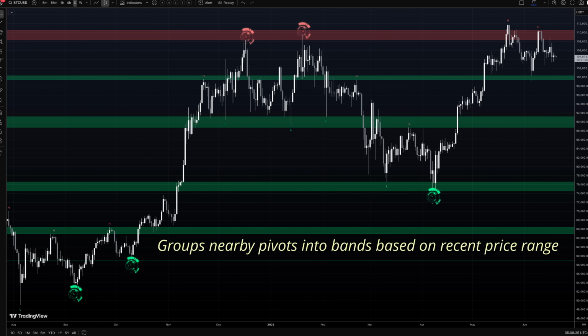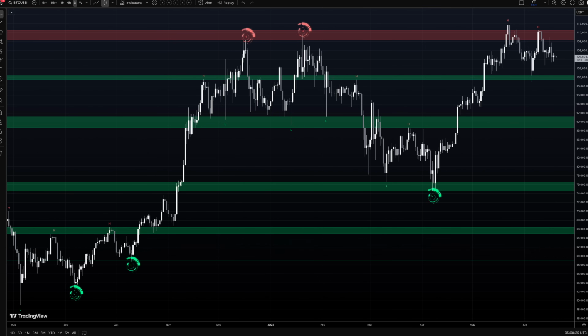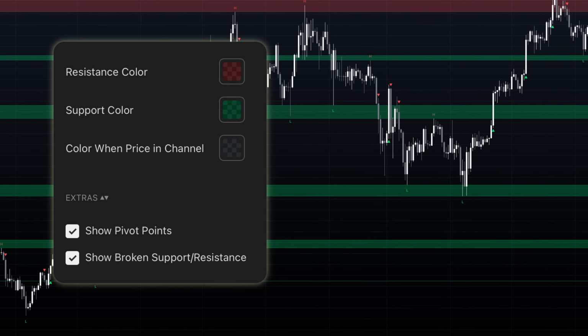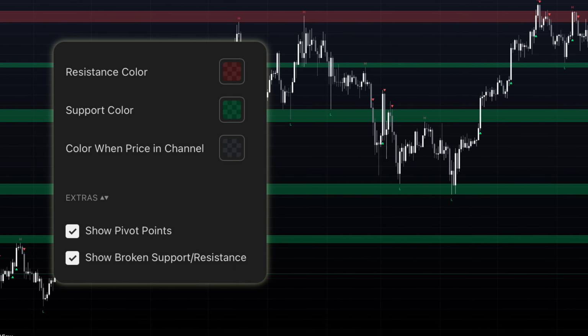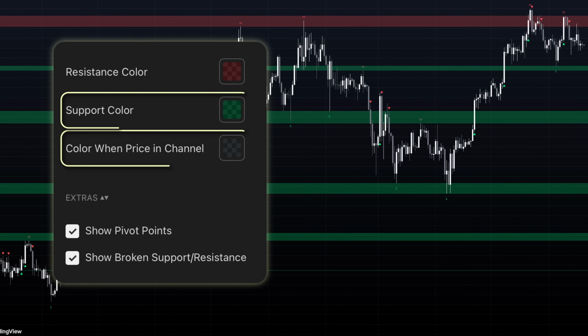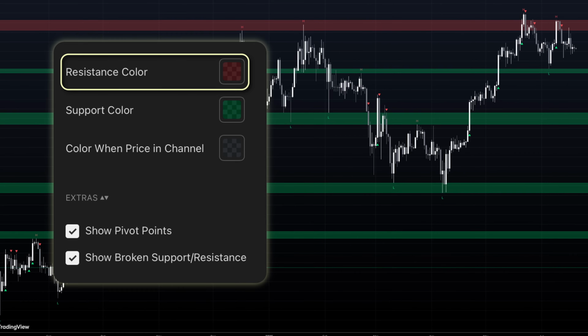Each channel is scored by how many pivot points it contains and how often the price has respected it during a look-back period, giving weight to historically reactive areas. Visually, the indicator draws boxes on the chart representing these zones, with color coding that adapts based on whether price is inside the zone, above resistance, or below support.